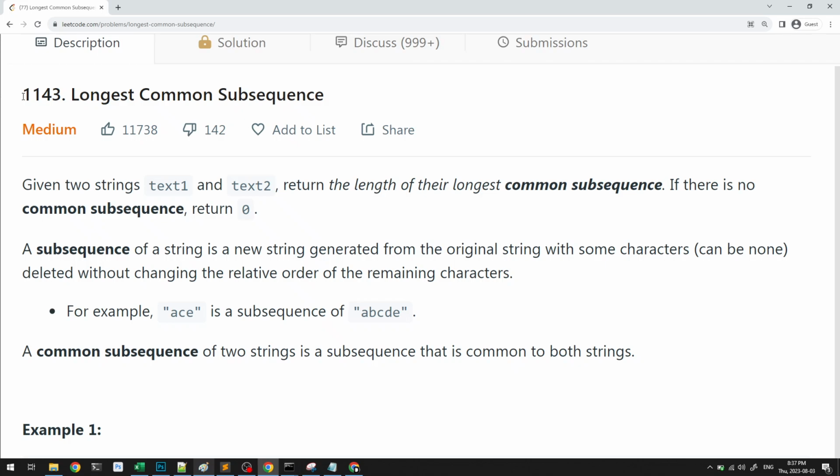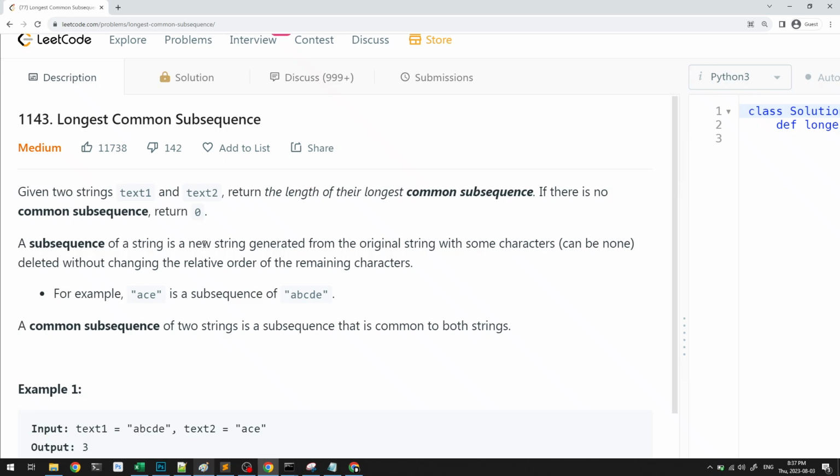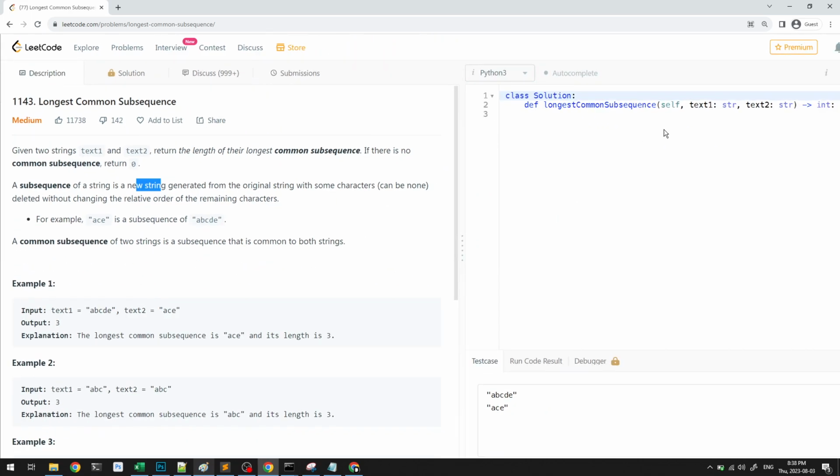In this question, we are given two strings, text1 and text2, and we want to return the length of their longest common subsequence. If there is no common subsequence, then we want to return 0. A subsequence of a string is a new string generated from the original one with some characters removed, or possibly none of them removed, without changing the relative order of the remaining characters.